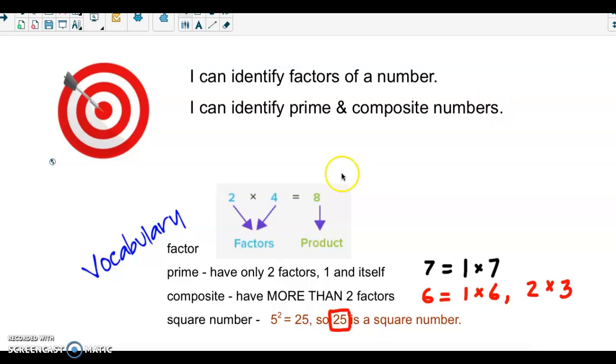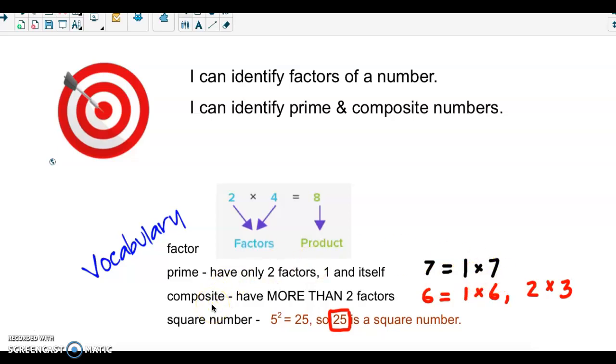First, let's get started with some vocabulary. You may have heard of the word factor before. Here's an example. Factors are what you multiply together to get a product. So for example, 2 is a factor of 8 and so is 4. Prime numbers have only two factors, 1 and itself. So 7 is a prime number because the only factors are 1 and 7, 1 times 7.